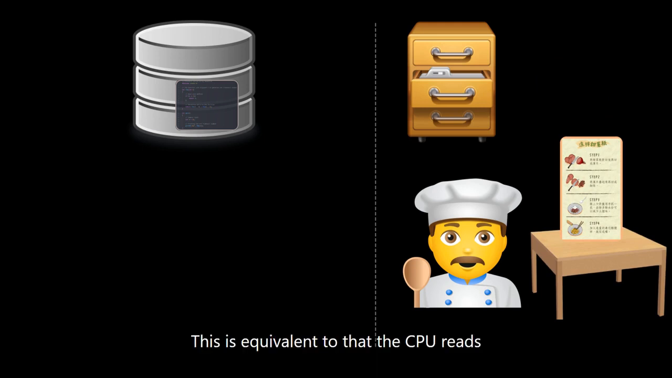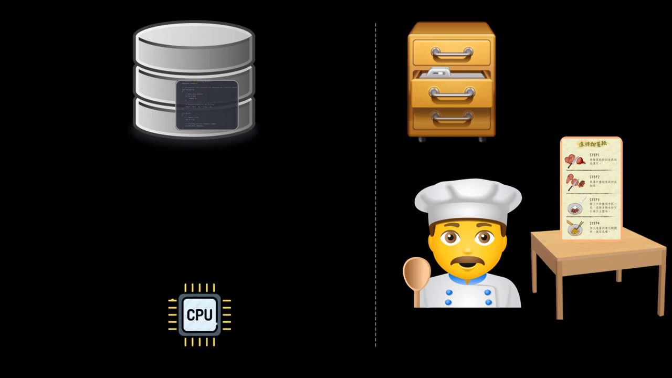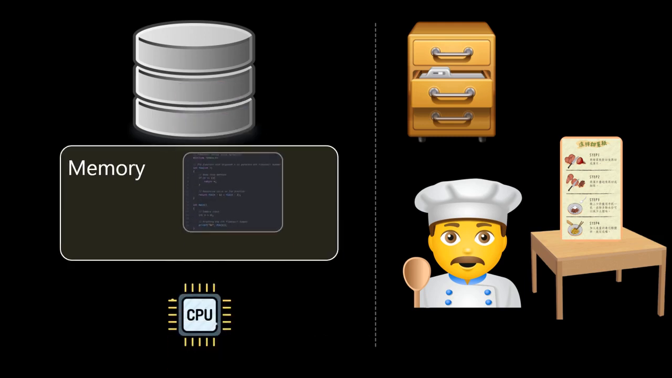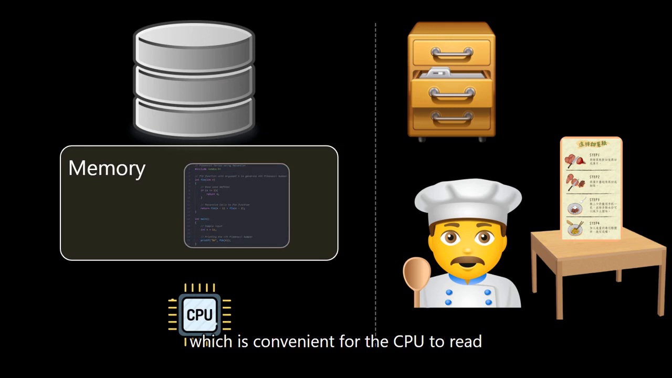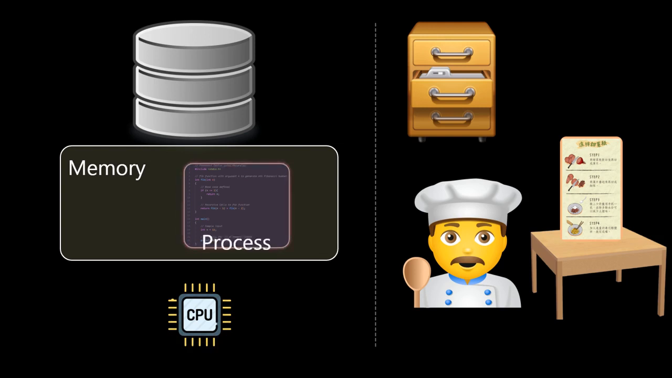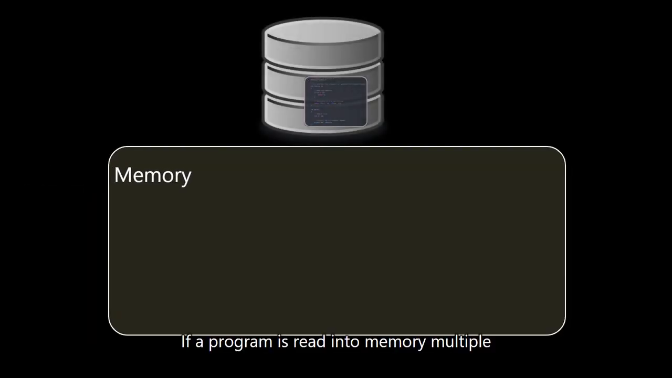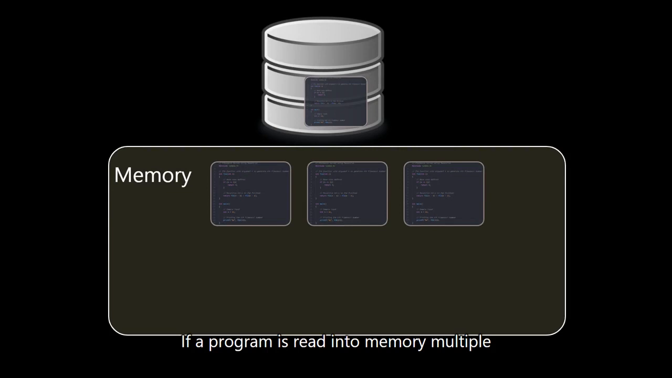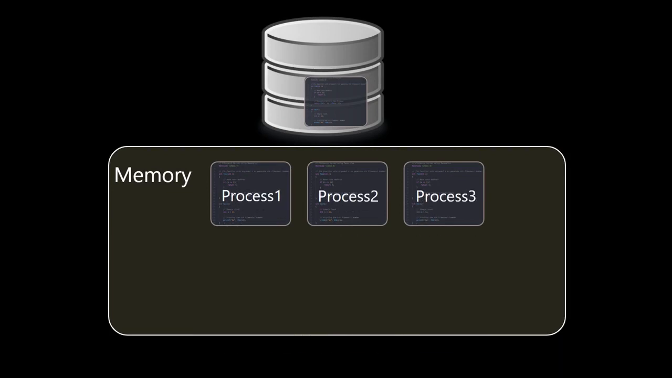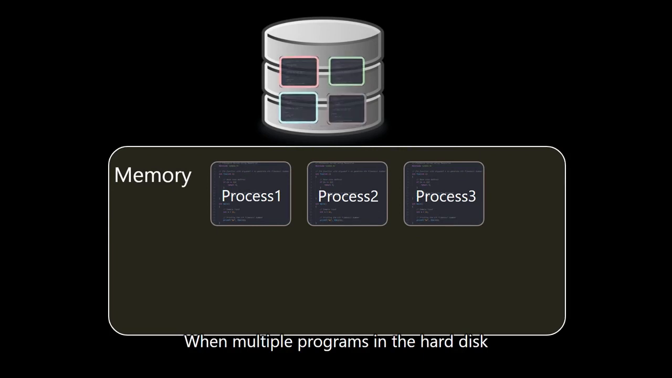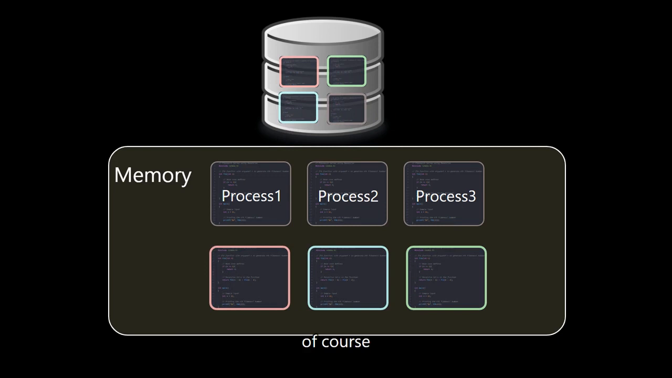This is equivalent to the CPU reading the program from the hard disk to the memory, which is convenient for the CPU to read. The executable program instance in memory is called a process. If a program is read into memory multiple times, it becomes multiple independent processes. When multiple programs in the hard disk are read into the memory and run, of course, more processes are created.